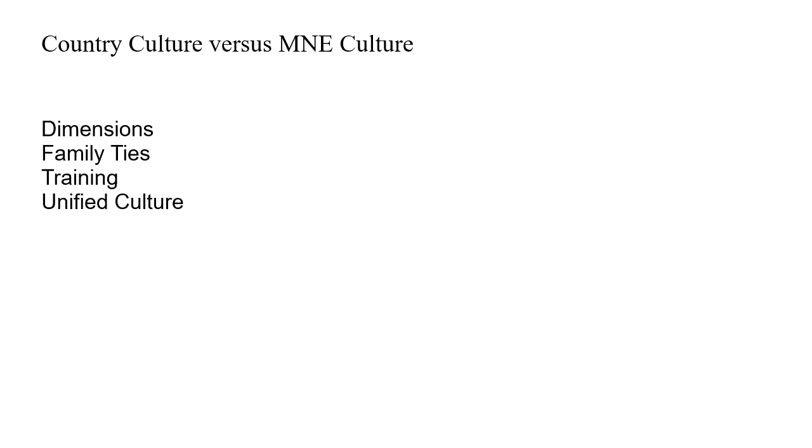Then moving on next to country culture versus multinational enterprise culture. So if you look here, the first part is dimension. When establishing an office overseas, consider cultural differences across four dimensions. Now what are these four dimensions? One is individualism and collectivism, then uncertainty avoidance, masculinity and femininity, and power distance.